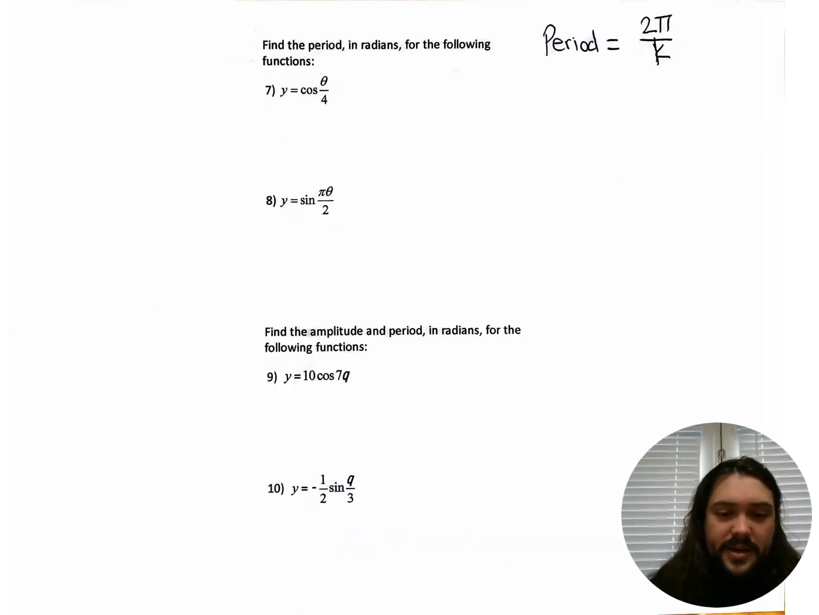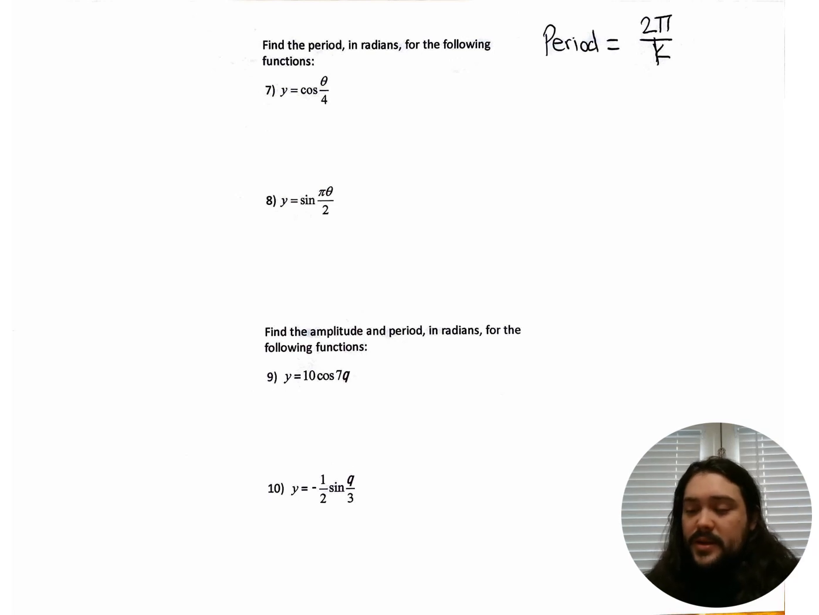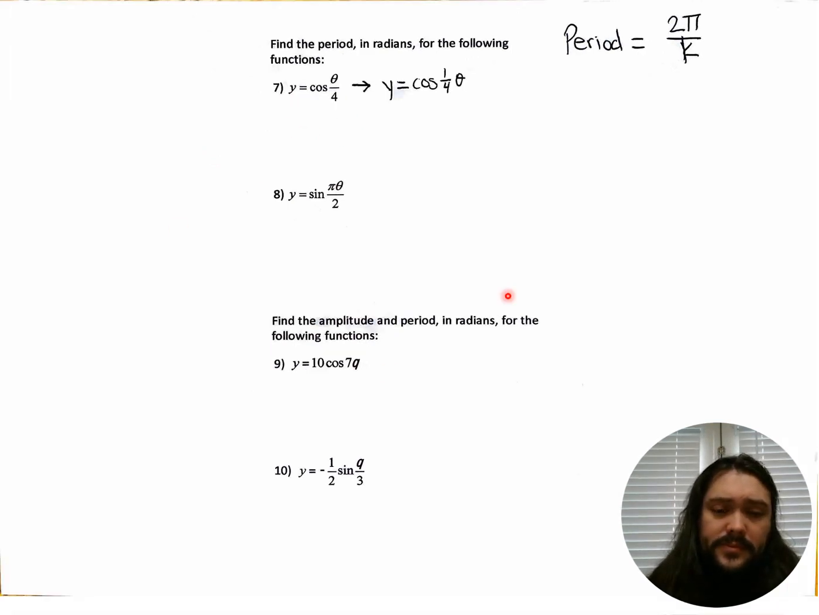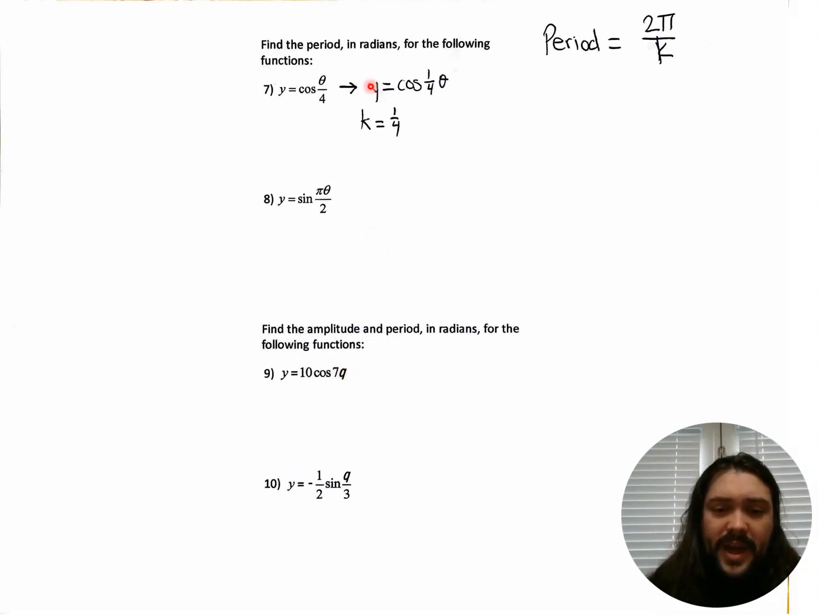Okay, so let's talk a little bit about period. To find the period of functions, we are going to remember that the period equals 2 pi over k. So for number 7, y equals cosine of theta over 4. We can rewrite that as y equals the cosine of 1/4 times theta, where k then would equal 1/4.